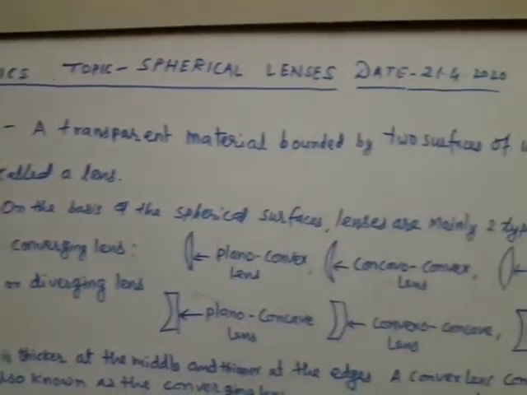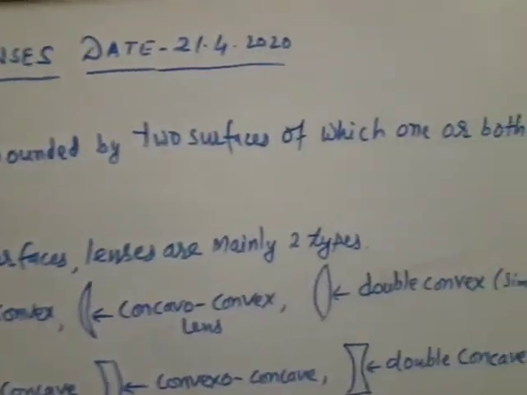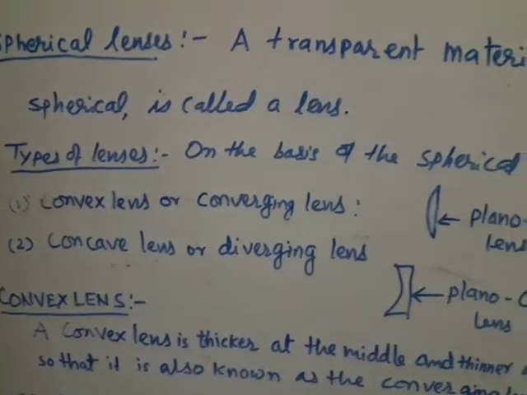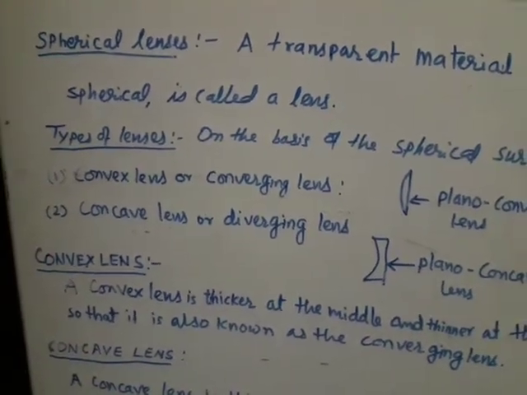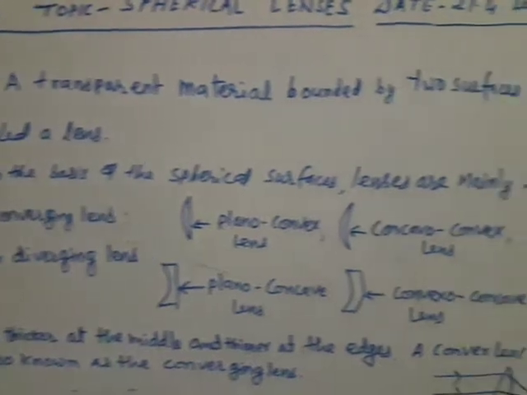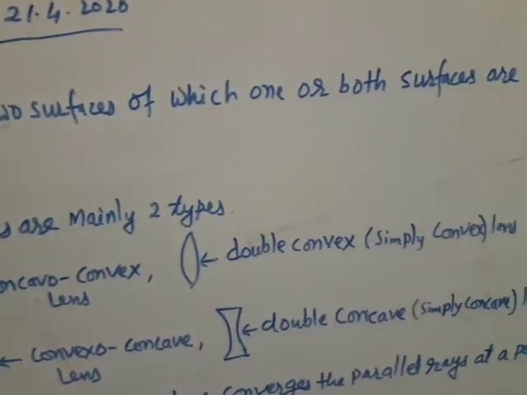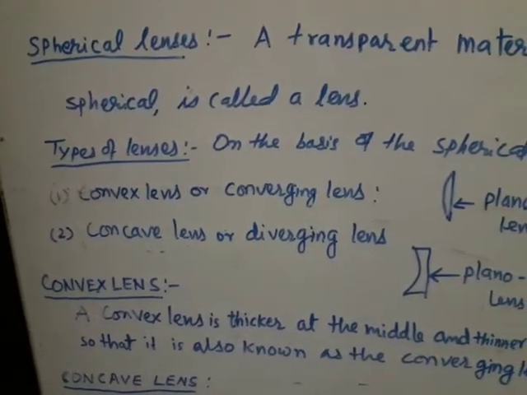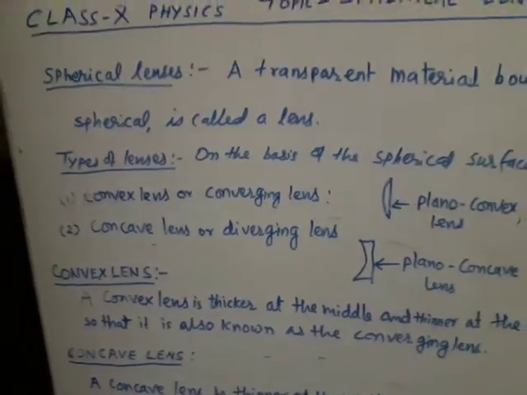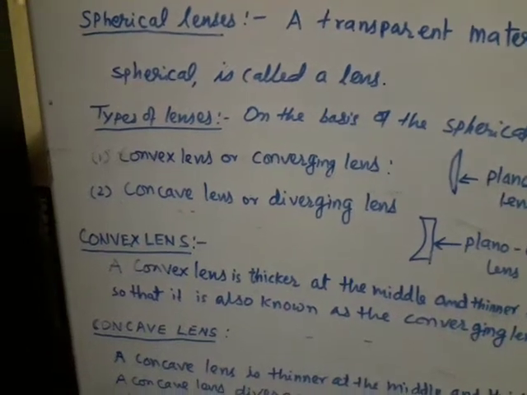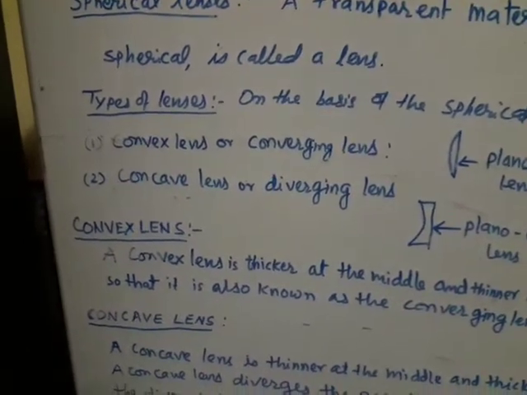A transparent material bounded by two surfaces, of which one or both surfaces are spherical, is called a lens. Once again, a transparent material bounded by two surfaces of which one or both surfaces are spherical is called a lens. Now, on the basis of the surfaces, we can classify lenses into mainly two types.